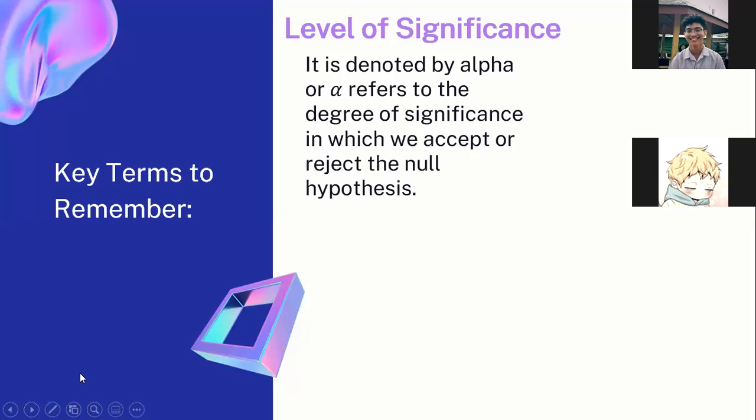So kapag may alpha, it's the level of significance or the degree of significance in which we will try to accept or reject the null hypothesis. If we have the normal curve, usually ini-state, halimbawa, the level of significance can be 0.01, 0.05, 0.025. So pag nilagay natin sa curve natin, the 0.05 or the 5% level of significance, ito lang po yun.